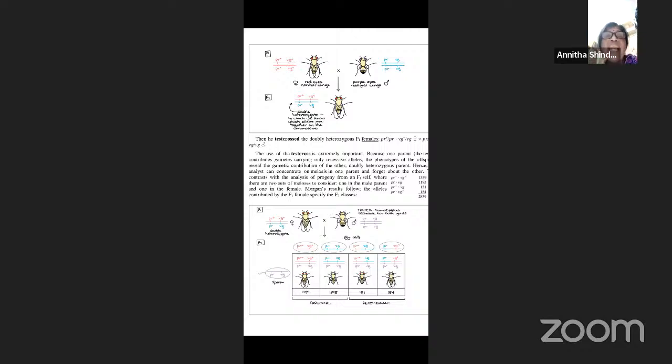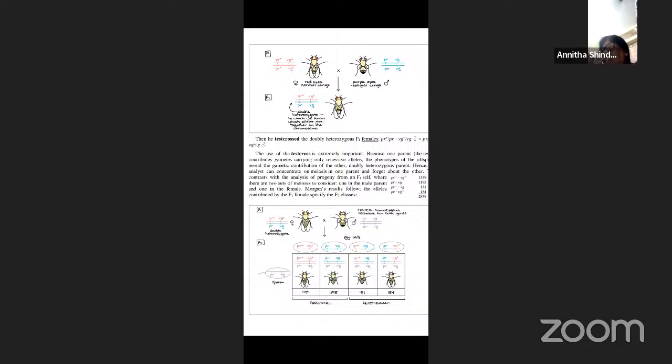Okay, what are the characters that are inherited? So they also studied the importance of the test cross. They use the test cross because when one of the parents is crossed against a recessive parent, you get the net result in the offspring.